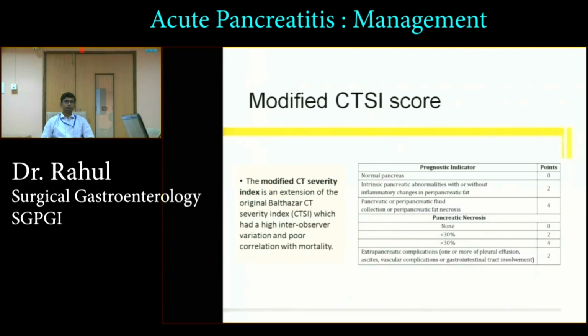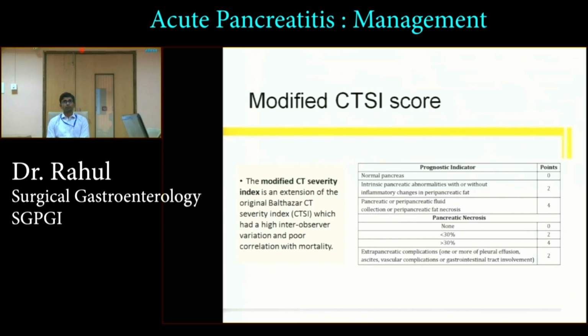Next, please. So this is how we score the pancreas based on the CT scan. If the pancreas is normal, it is given a score of 0. If there are signs of interstitial pancreatitis, then it is given a score of 2. If there is peripancreatic collection or fat necrosis, then it is given a score of 4.